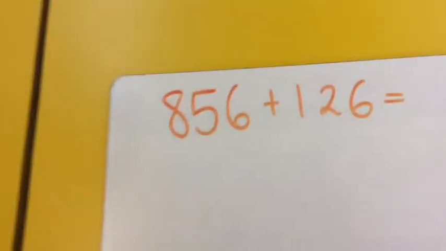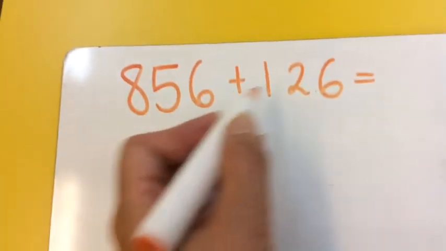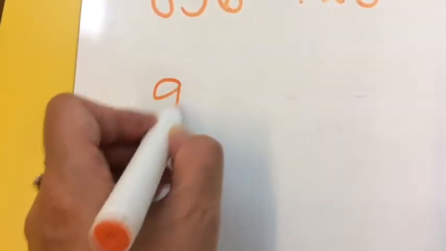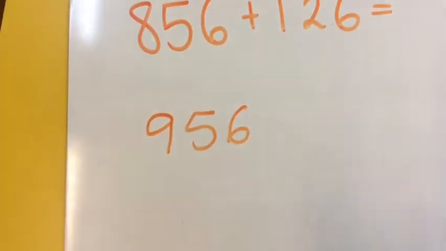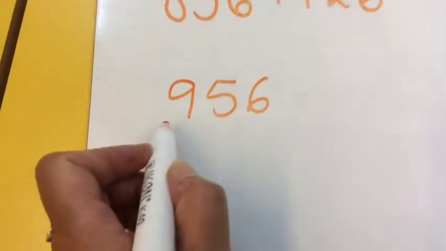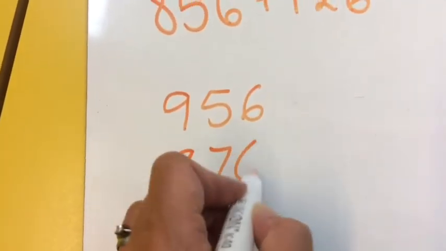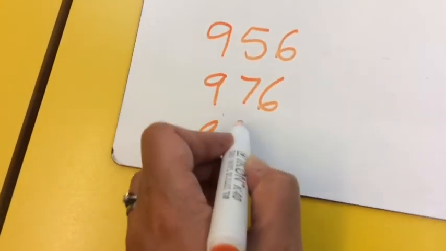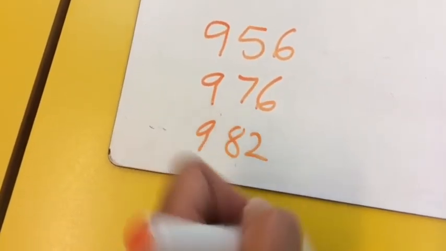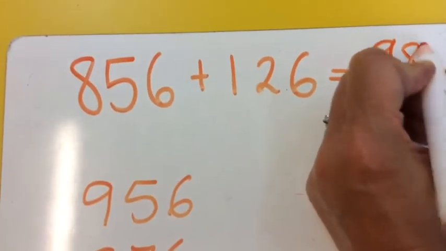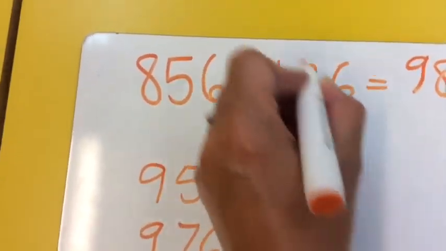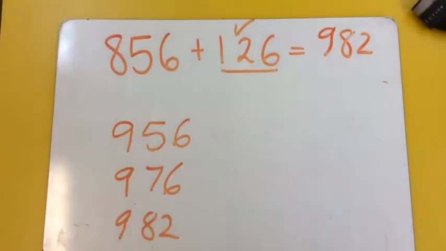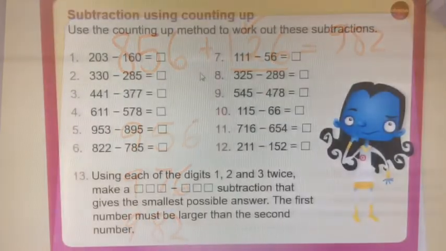This is how I do it. I do the 856 add 100, that's 956. Add the 20, 976. Then add the 6, 982. Hey! So this must have been right in our subtraction sum.